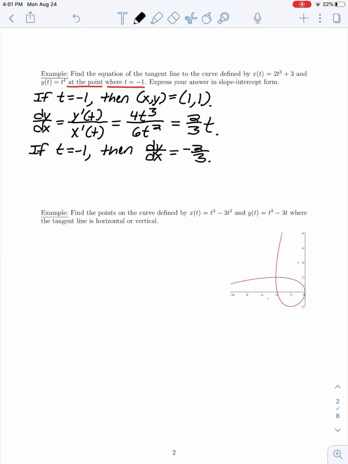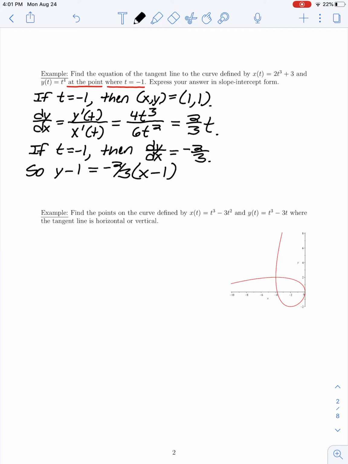So now that we have the slope of the line and a point that the line passes through, we can find the equation of the line by using the point-slope form for the equation of a line, which would be given by y minus the y-coordinate for the point on our line, which we found to be 1, is equal to the slope, which we just found to be -2/3, times x minus the x-coordinate for the point on our line, which was also 1.